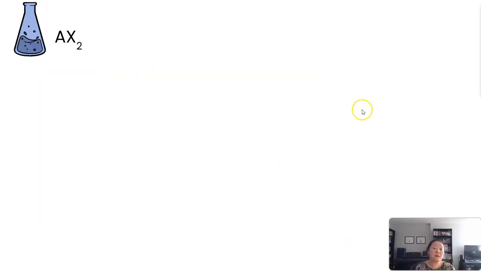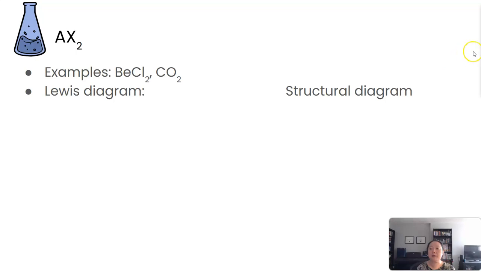So let's start looking at shapes. The first one we're going to look at is AX2, so 2 bonding pairs around a central atom. Examples of this are things like BeCl2 or CO2. If we were going to draw the Lewis diagram for BeCl2, it would look like this. Remember that beryllium is one of those exceptions. Based on formal charges, it's only going to have 4 electrons on the outside and not go all the way up to 8.